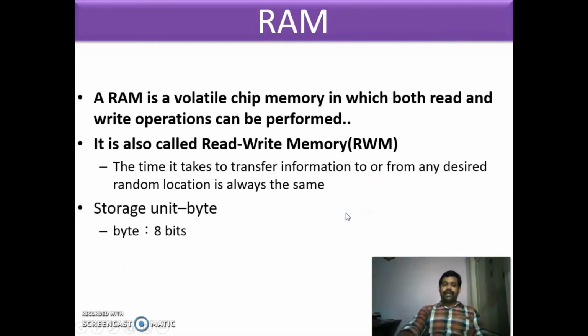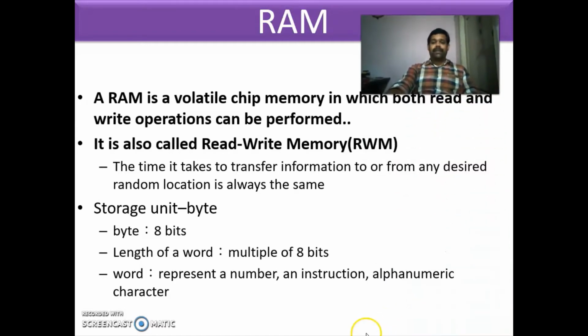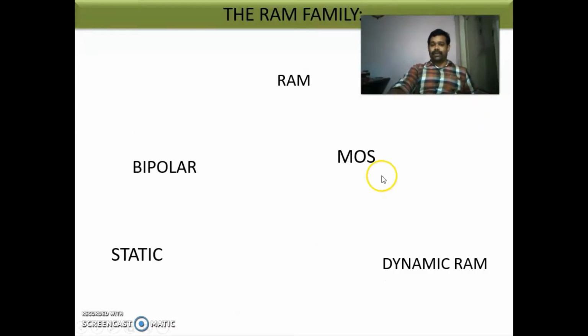So we are storing in terms of bytes. We know that 8 bits is nothing but a byte. The length of the word will be in multiples of 8 bits, either 8, 16 or 32. A word represents a number, an instruction or an alphanumeric character. The capacity of a memory is the total number of bytes of data it can store.